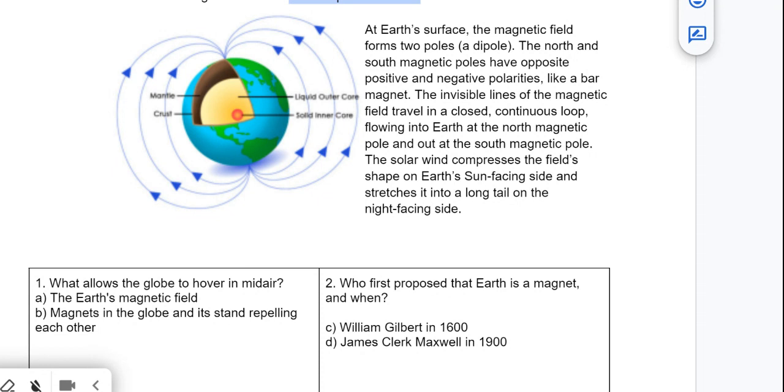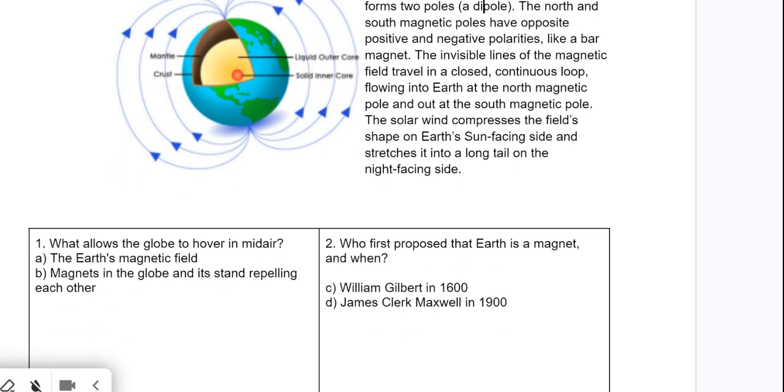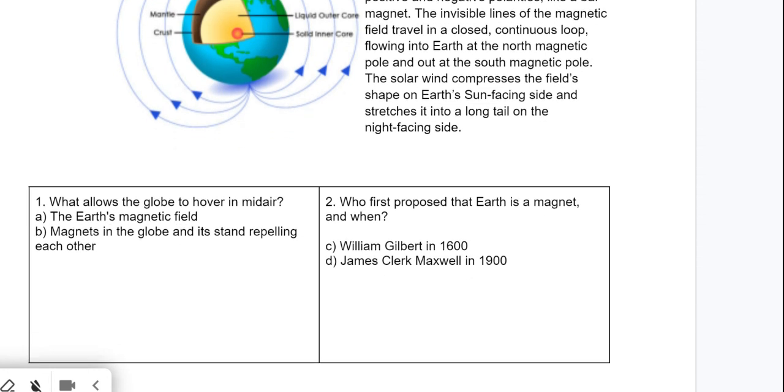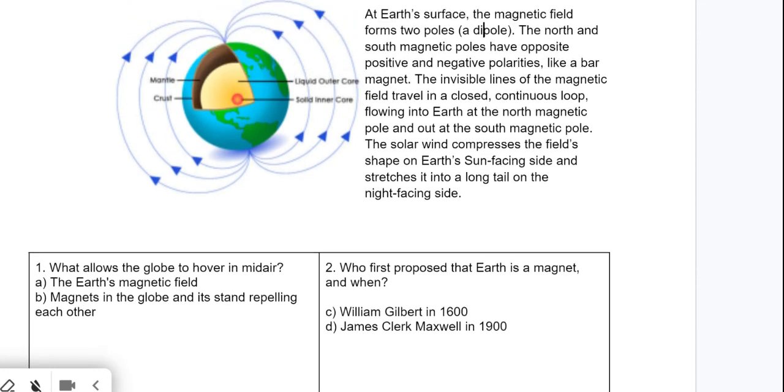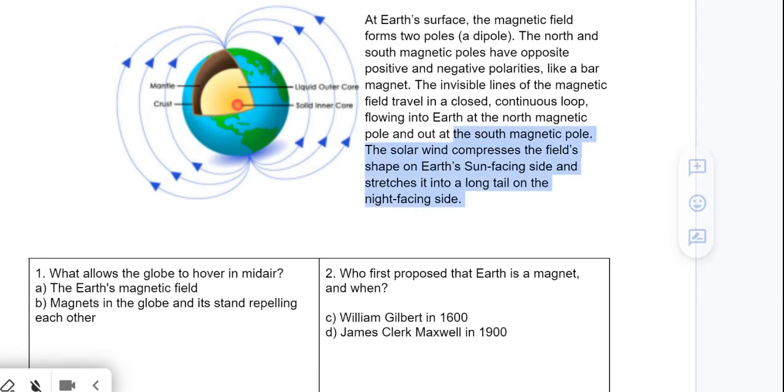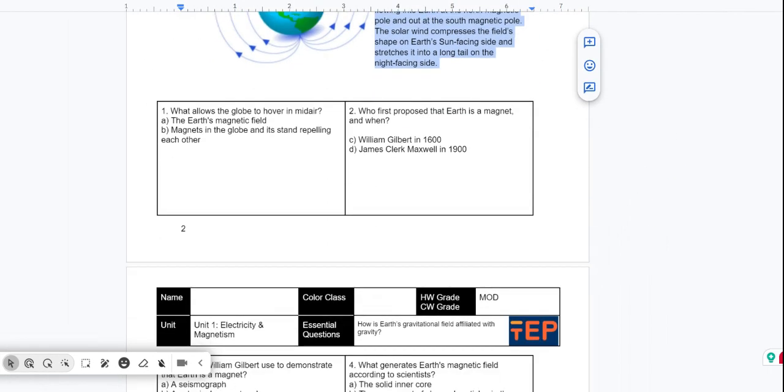At Earth's surface, the magnetic field forms 2 poles called a dipole, di meaning 2. The north and south magnetic poles have opposite positive and negative polarities, like a bar magnet. The invisible lines of the magnetic field in a closed continuous loop flow into Earth at the north magnetic pole and out of the south magnetic pole. The solar wind compresses the field shape on Earth's sun facing side and stretches it into a long tail on the night-facing surface. All right, this is just extra information, but let's focus on our questions.